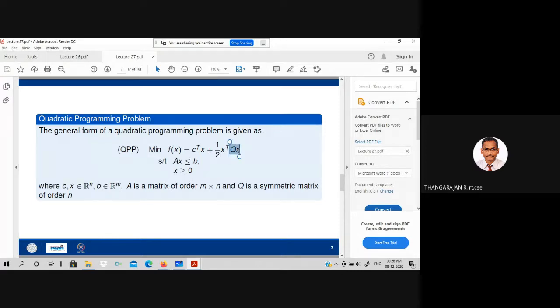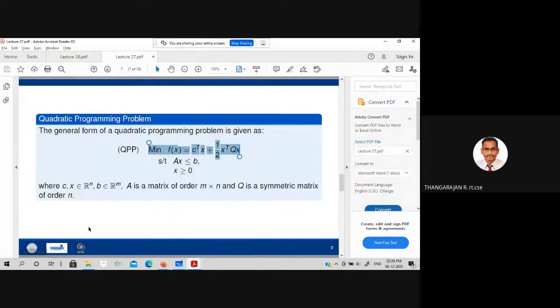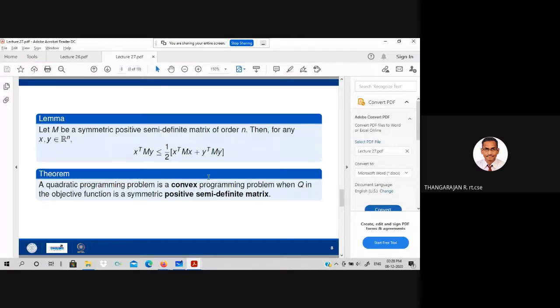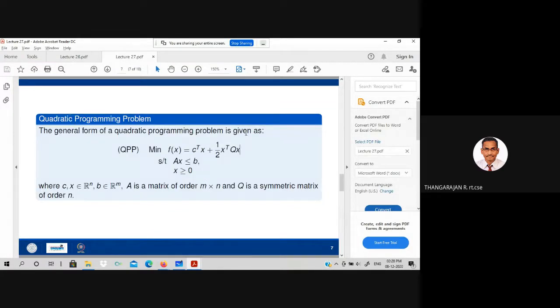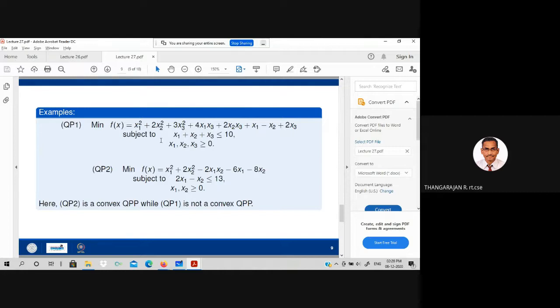If it is a positive semi-definite matrix, I can immediately say that this is a convex programming problem, just by looking at this Q value. It's a theorem. The proofs of the theorems are involved, so we'll not get into that. So a quadratic problem is convex if the Q involved in the matrix is positive semi-definite. Based on that, there are some examples given here.